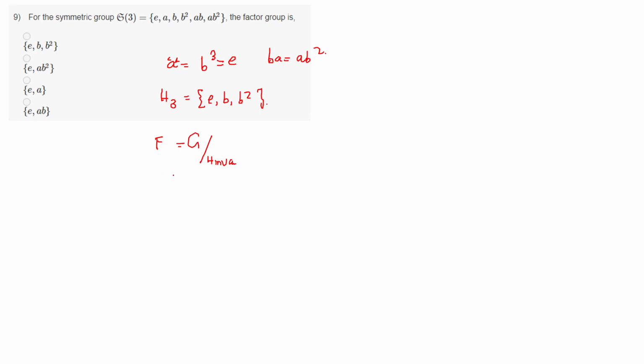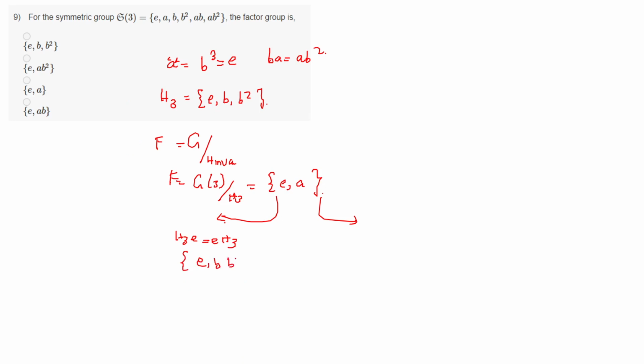Now for the factor group, we can represent it as F is equal to G3 divided by H3, that will be E comma A. Okay, so now how can we show that? The first one is H3E is equal to EH3, so it will be the same as E, B, B square.